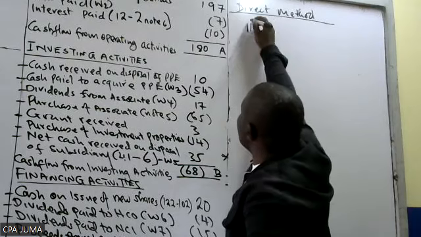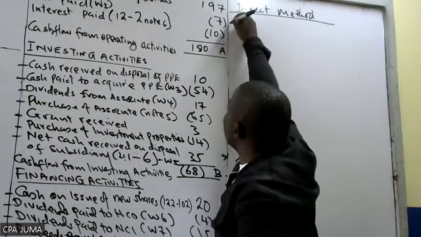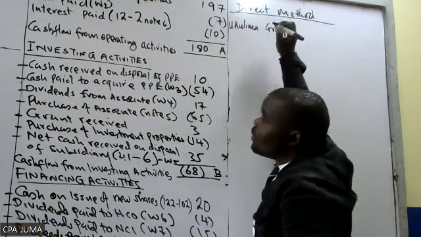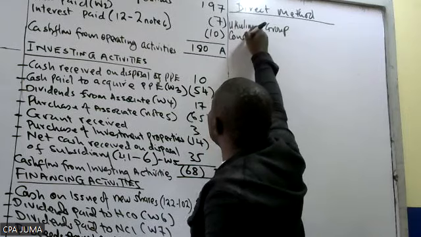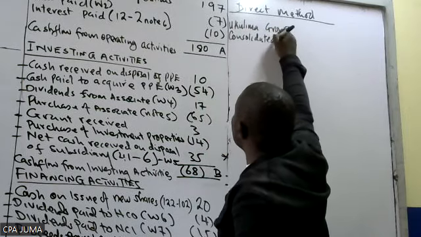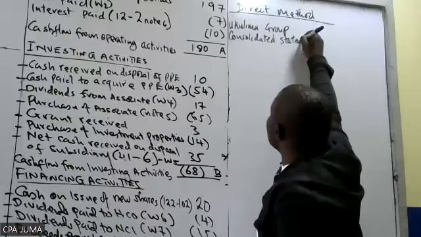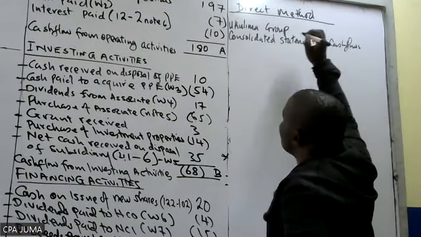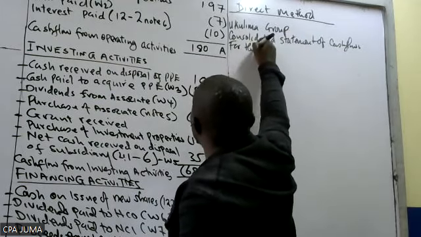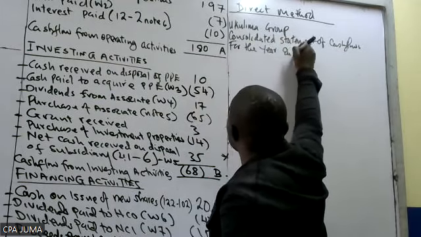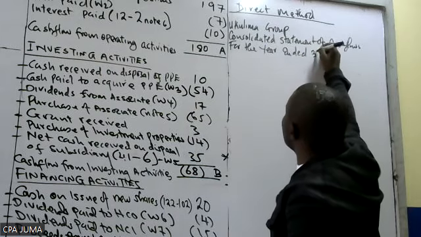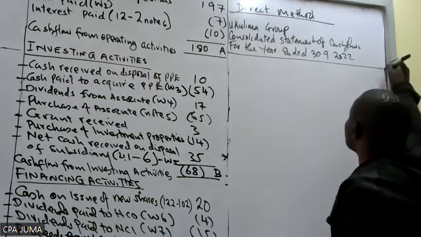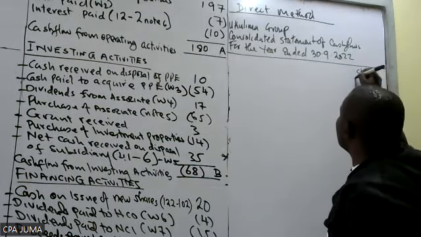So under direct method, you write there Ukulima Group, consolidated statement of cash flows for the year ended 30 September 2022. One column there.